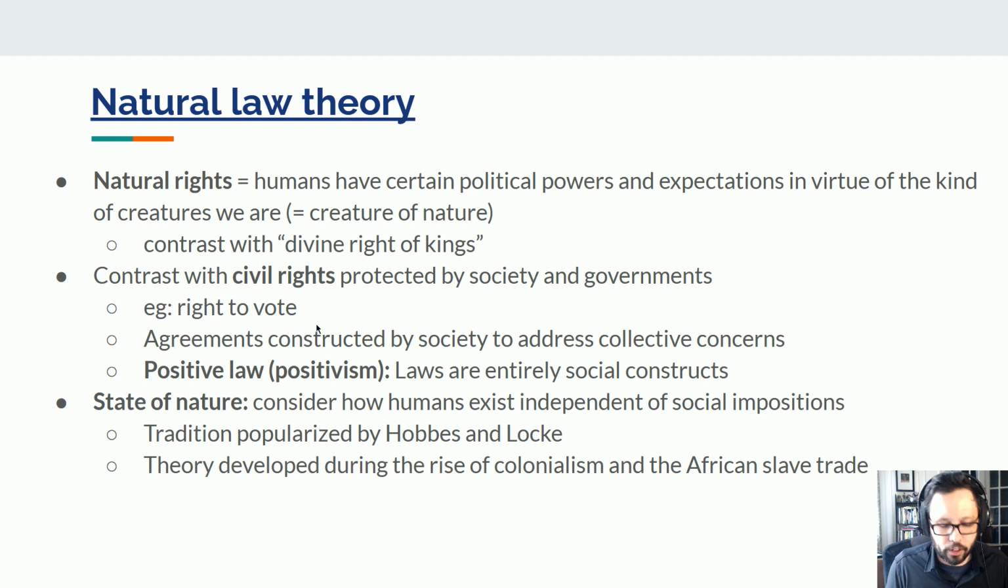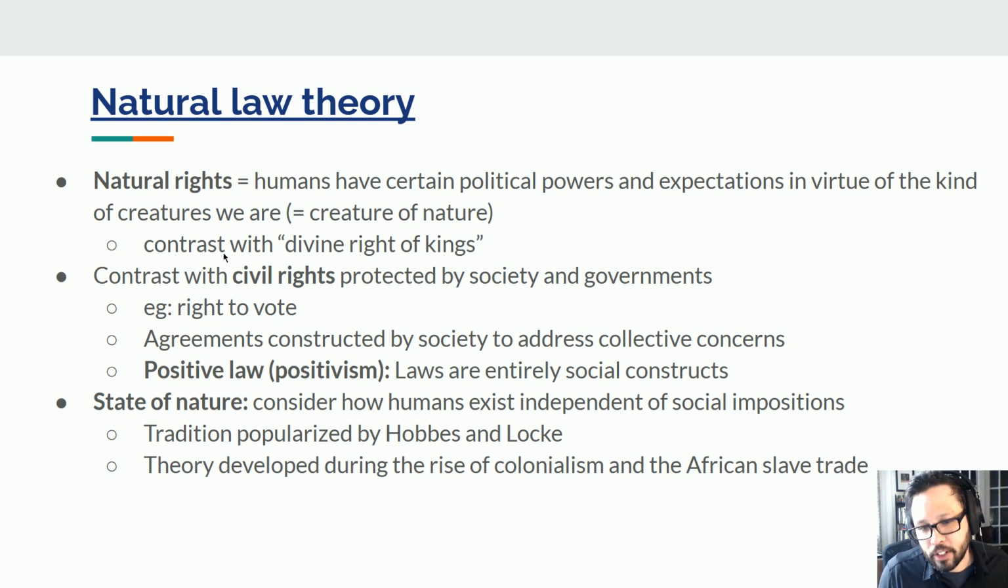So civil rights are these explicitly constructed tools for organizing society. Natural rights are given by nature or given by God. And again, the question is, to what extent are these civil rights just? To what extent are these civil rights legitimate and that we should accept them? Natural law theory is going to say that there's limits to this. So there are some rights that are inalienable, that are natural and inalienable.